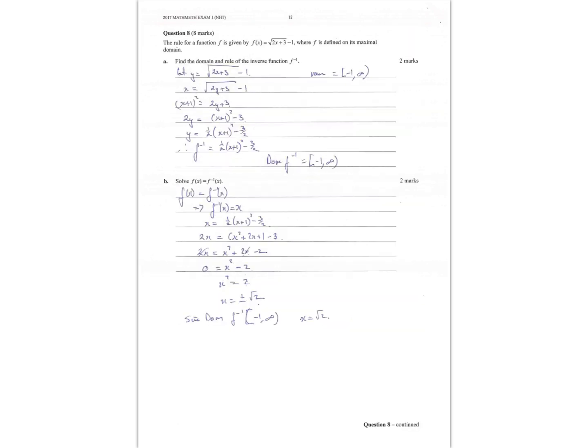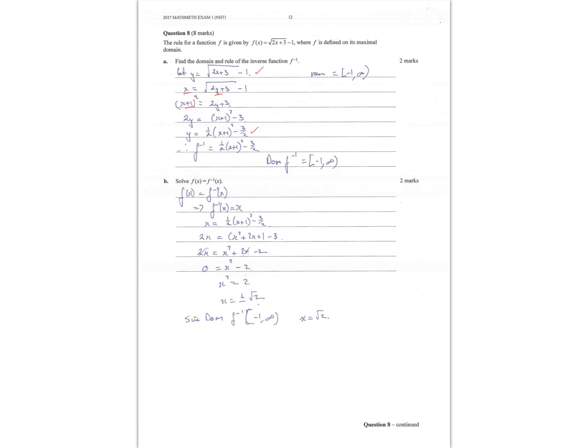The rule for the function given by f of x equal to that is defined on its maximal domain. Find the domain and the rule of the inverse function. Okay, so first things first, if we just get the function f of x, y equal to 2x plus 3 minus 1, swap the x and the y over, take the 1 across, square it, 2y plus 3, transform to get y equal to subject.